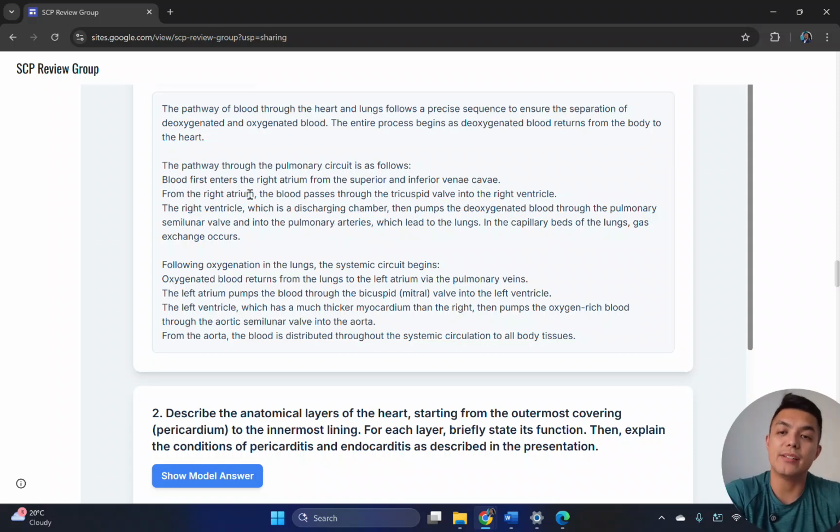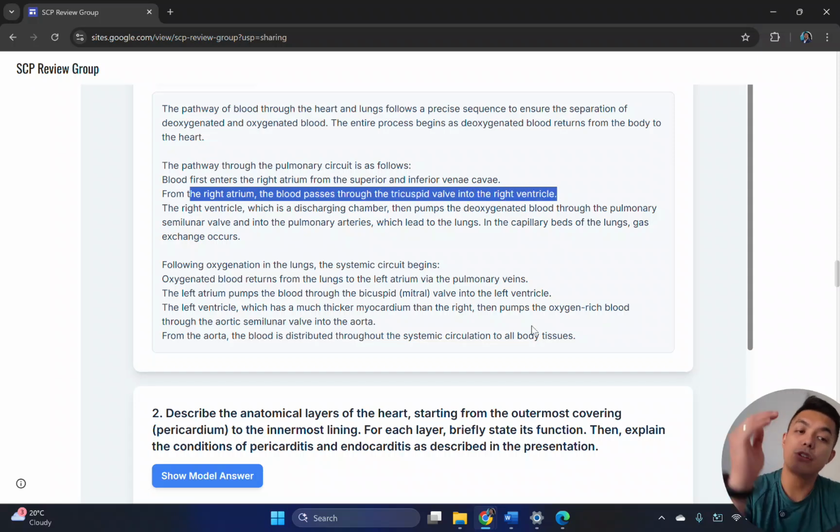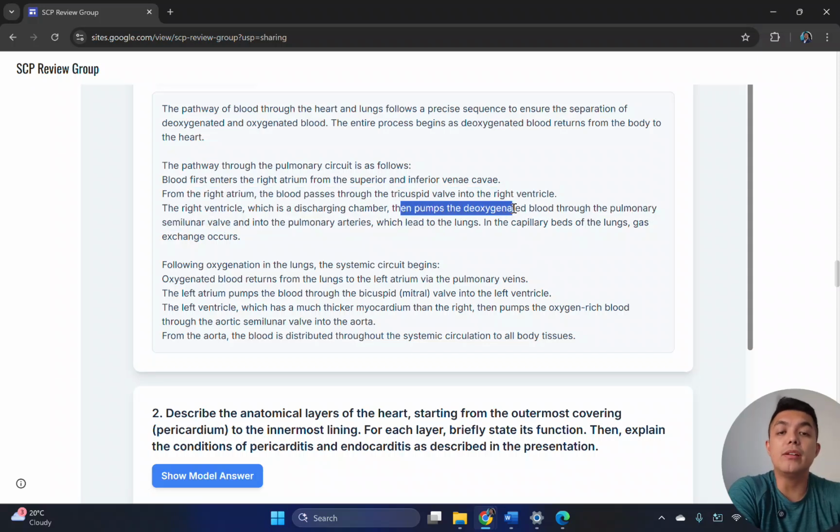So blood enters the right atrium, as we've discussed earlier, from the superior and inferior vena cava. From the right atrium, blood passes through the tricuspid valve into the right ventricle. So it's going down first. And then from the right ventricle, it pumps the deoxygenated blood through the pulmonary semilunar valve into the pulmonary arteries, which lead to the lungs for it to be oxygenated.